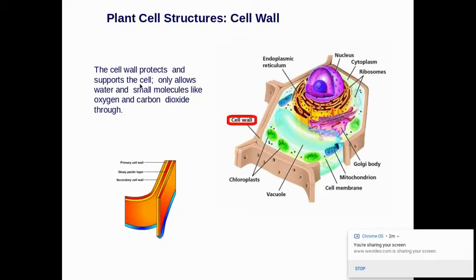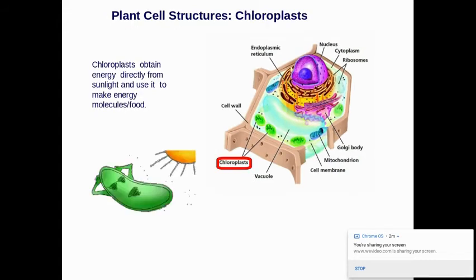The cell wall protects and supports the cell. It only allows water and small molecules like oxygen and carbon dioxide through. And again, the cell wall is just on the outside of the cell membrane. Chloroplasts, which you've heard of before, these green things right here, obtain energy directly from the sun and use it to make the molecules that the plant needs for food. That molecule is called glucose. So chloroplasts take the light energy from the sun and make sugar for the plant called glucose.